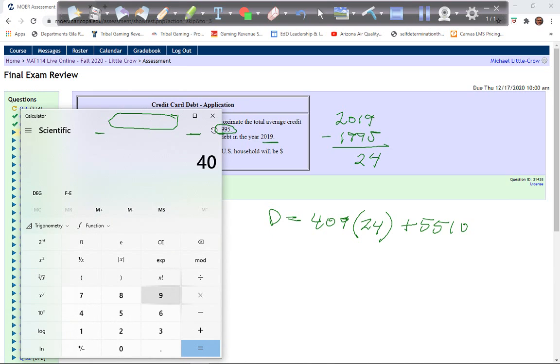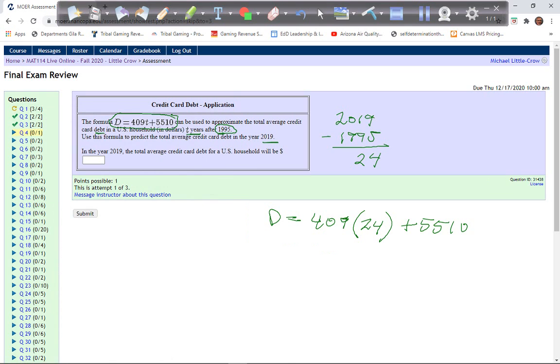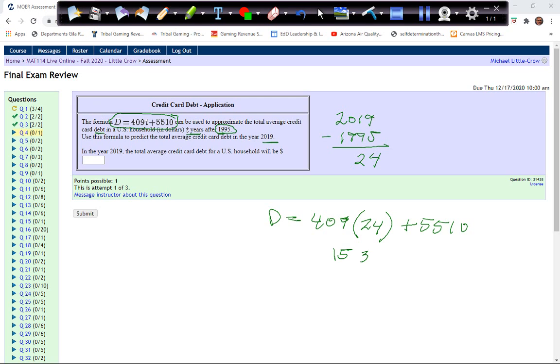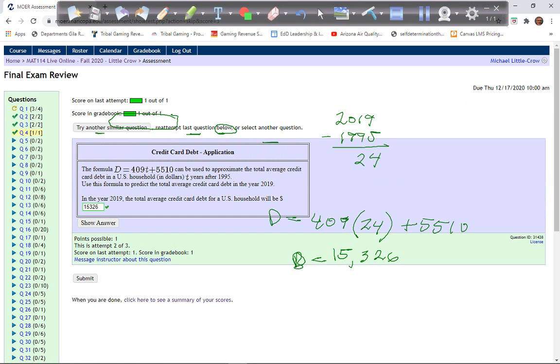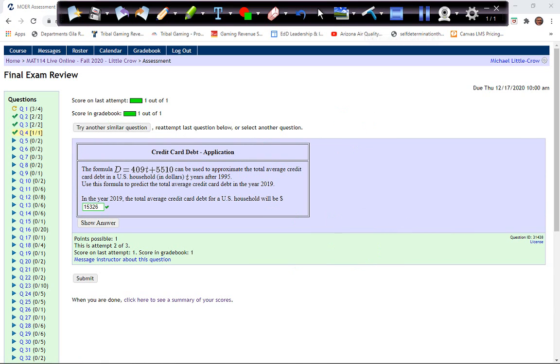409 times 24 plus, wow, that's a lot. So it says the average credit card debt is now $15,326. Oops, D. Submit it. It's good. And you'll have slightly different numbers, but just kind of keep rolling along.